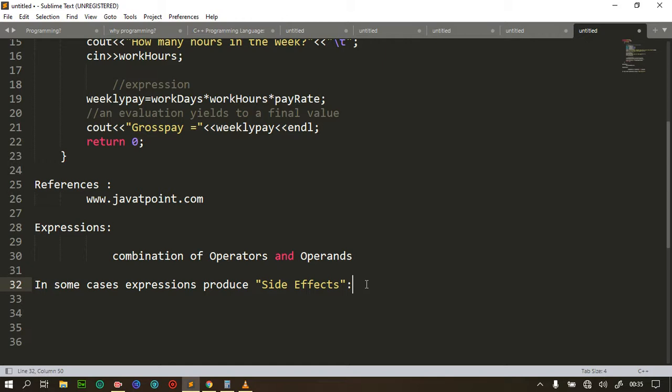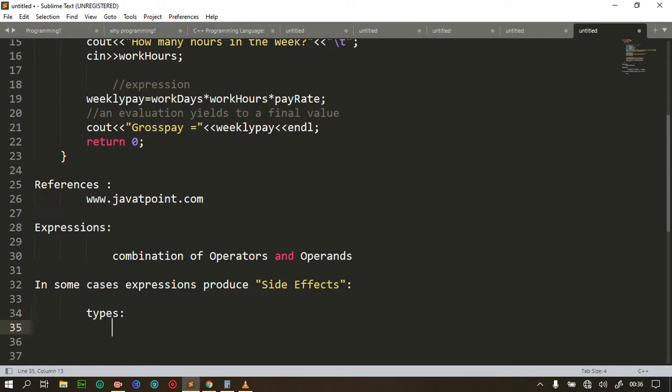But in C++, if someone talks about expressions, these are different from mathematical expressions. For this time around, they're a combination of operators and operands. So in our case, for now, we are going to look at the different types of operators.